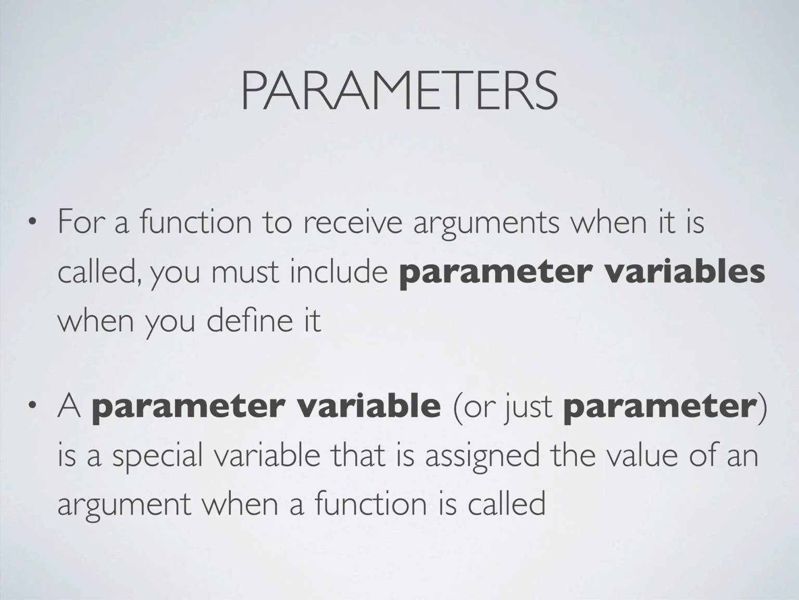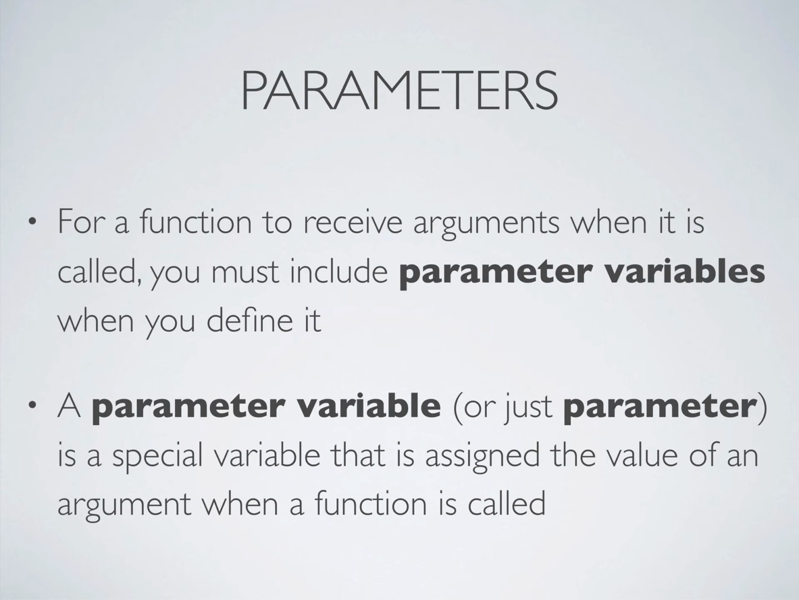For a function to receive arguments when you call that function, you have to include parameter variables when you define it. So again, there's two pieces to making a function work. There's the function definition, which is the def function name, and so on, and then there's the function call. So the arguments go inside of the function call. The parameter variables, or more shortly known as just parameters, go inside the function definition.